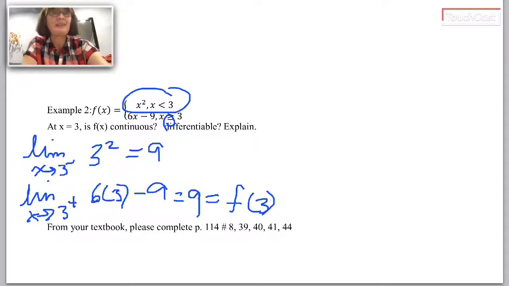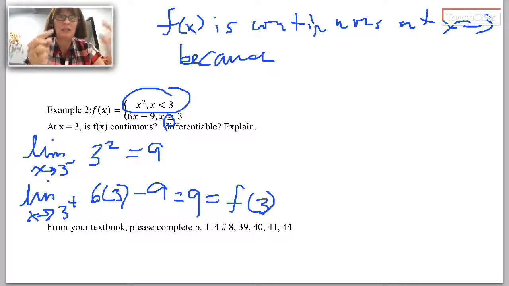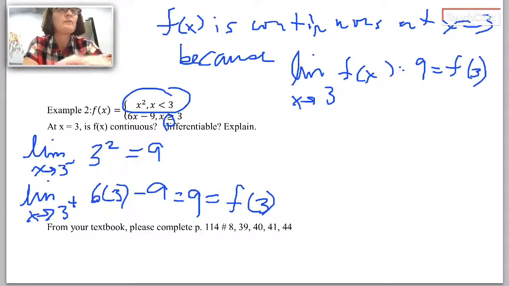So what have I decided? I can conclude f of x is continuous at x equals 3 because the limit exists, because the limit from the left equals the limit from the right. The limit as x approaches 3 of f of x equals 9, which equals f of 3. So that's good, because if this function weren't continuous, I wouldn't be able to even have a discussion about whether it's differentiable. So how can we decide if this function is differentiable?